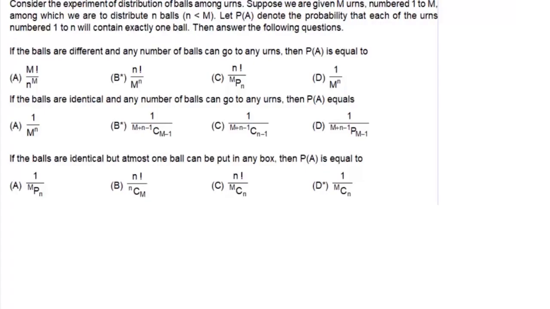Now here the question is, consider the experiment of distribution of balls among urns. Suppose we are given m urns numbered from 1 to m, among which we are to distribute n balls, where n is less than m.